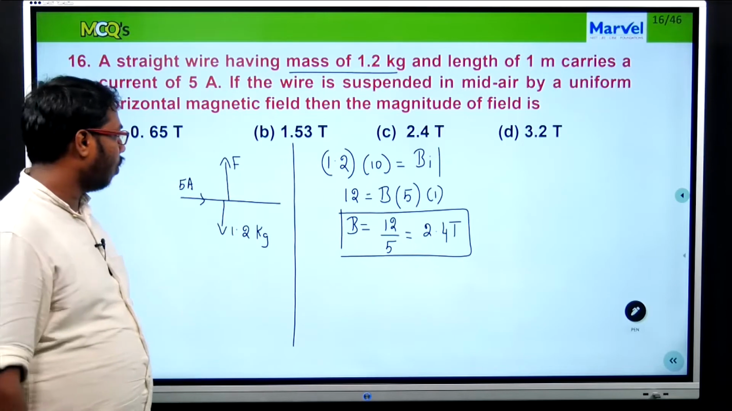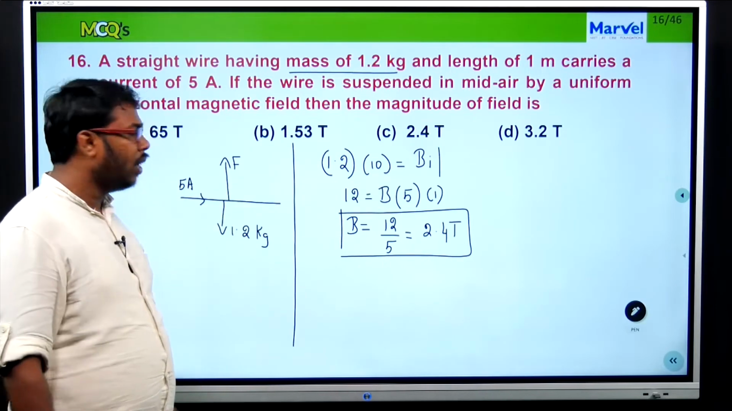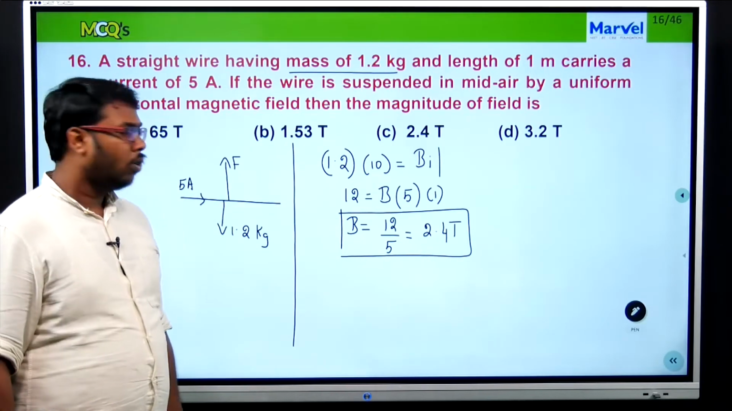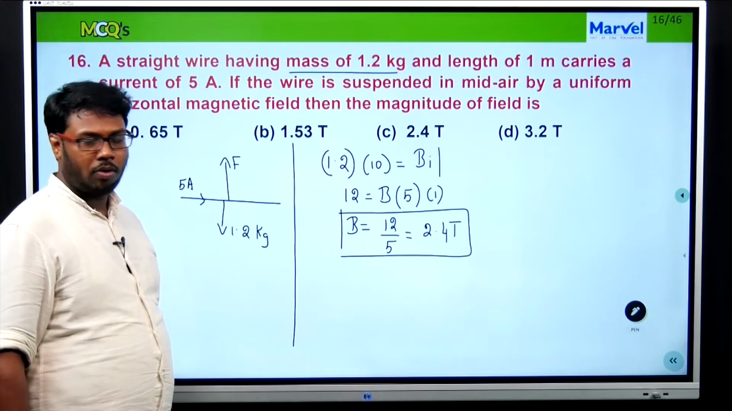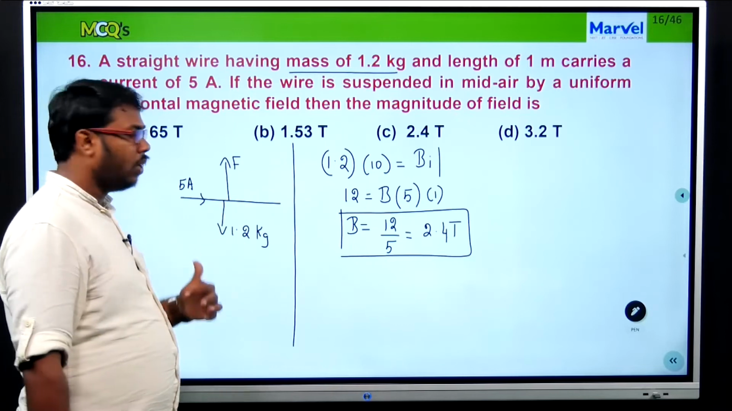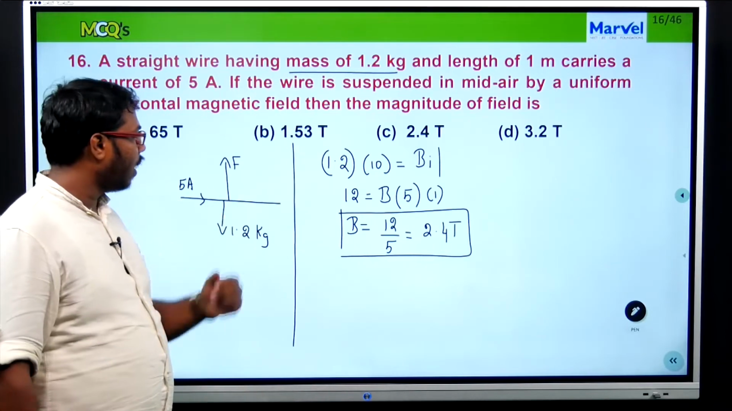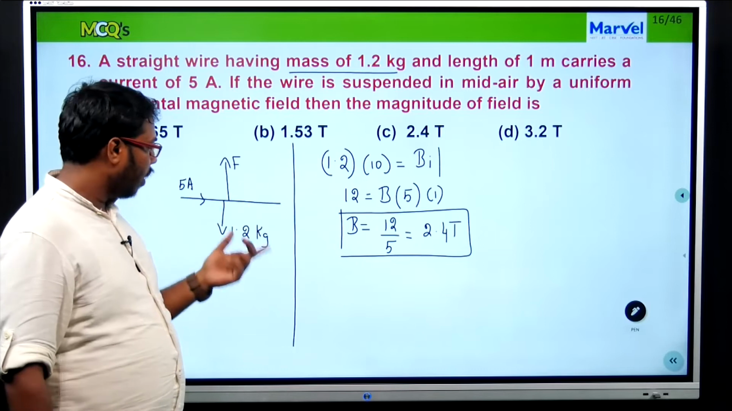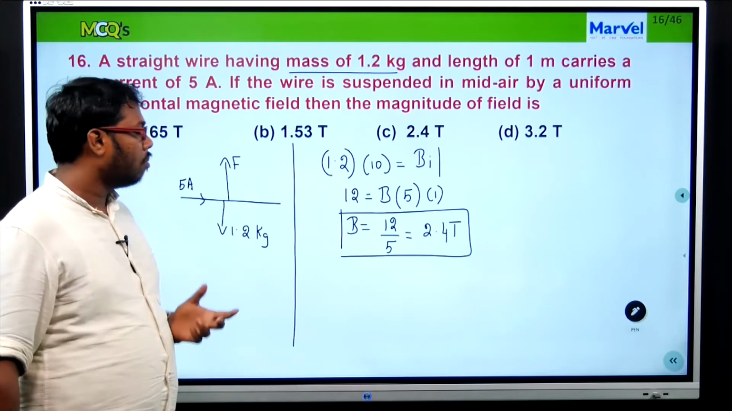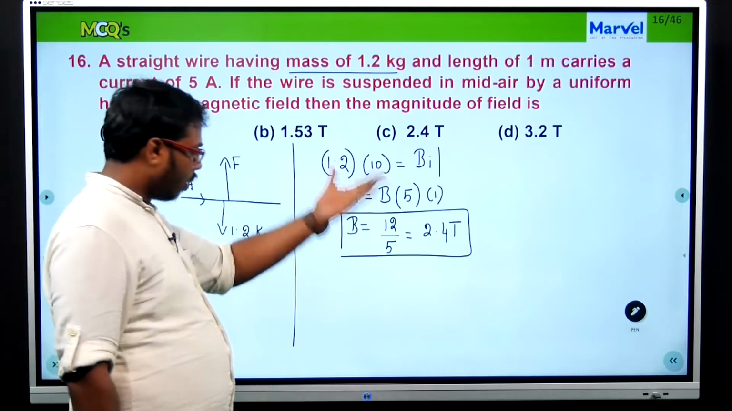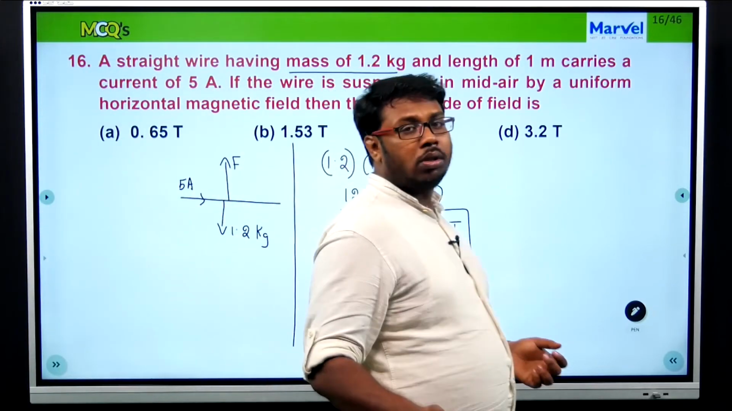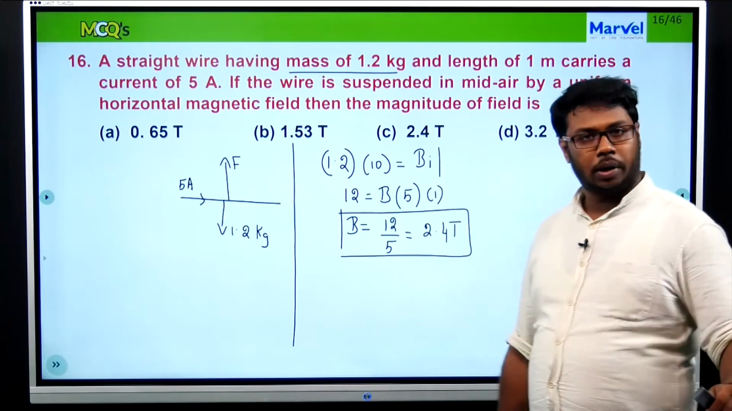Easy and straightforward. Why do I write BIL in here? BIL is the force experienced by a current carrying conductor in a magnetic field. So the weight of the entire wire is balanced by the magnetic force, and by doing that I directly get the magnetic field that is required to support the whole thing. So this is how the things really work in here.